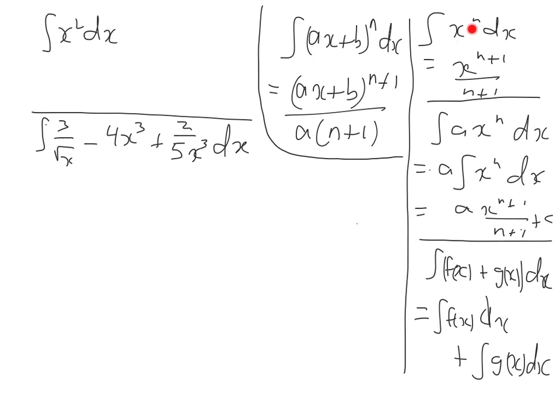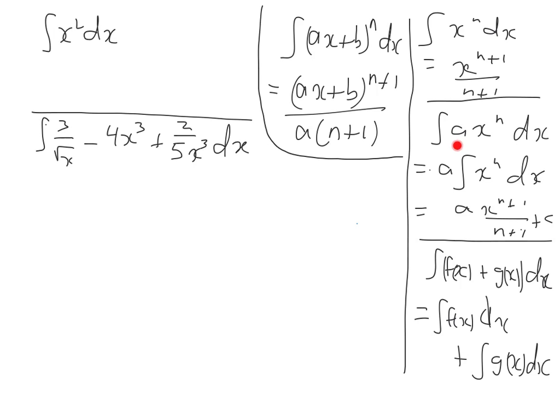So basically, if we've got x to the power of something and we're anti-differentiating it, that power goes up by 1 and we divide by the new power. So if we've got a 2, we go up by 1, and whatever we end up with here goes at the bottom as well.